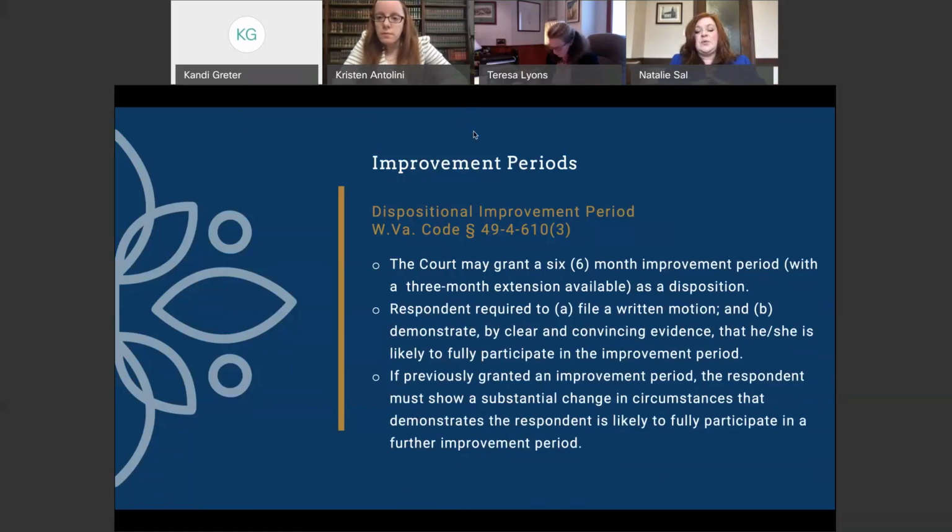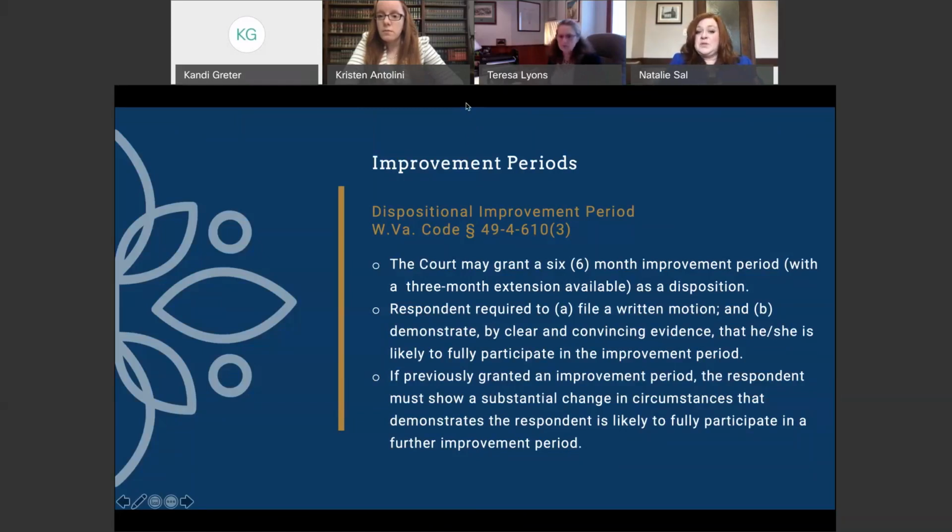This is not an improvement period that looks to the idea that you're going to have the availability of more improvement periods down the road if you continue to show substantial changes in circumstances. This is as a disposition, and that gives this some finality. You're still required to file a written motion, still required to demonstrate by clear and convincing evidence that the respondent's likely to fully participate in the improvement period. And if the respondent was previously granted any improvement period, they've got to demonstrate a substantial change in circumstances to be able to be eligible for this improvement period.